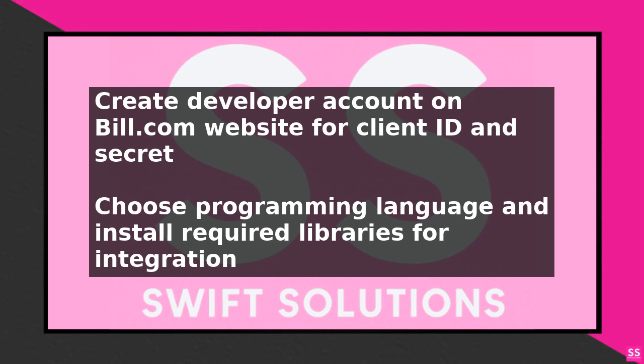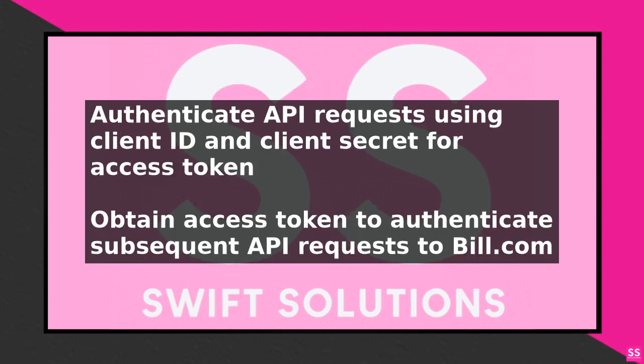The first step in the integration process is to authenticate your API requests using the client ID and client secret. You can do this by sending a POST request to the Bill.com API authentication endpoint with your credentials. The response will include an access token that you will use to authenticate subsequent requests.